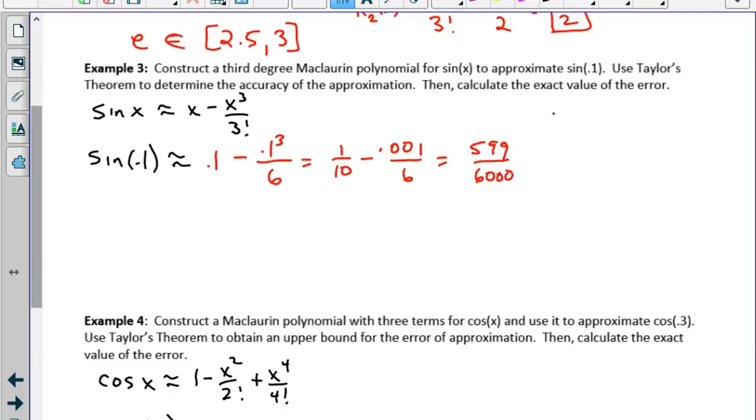Let's find what the remainder is. For the remainder, I have to go to the next term. So the maximum possible derivative of the next term times x to the 5th over 5 factorial. Now, the derivative of sine is either going to be sine or cosine or negative sine or negative cosine. The absolute value of the maximum derivative of those things is 1. So we'll make M equal to 1.